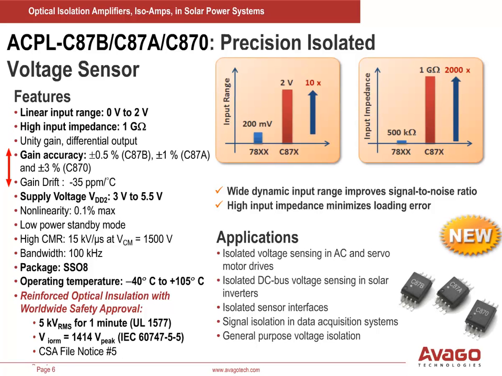Finally, the ACPL-C87 isoamp series offers 3 gain accuracy options. The C87B has a high 0.5% gain accuracy. The C87A features 1% gain accuracy, and the C870 3% gain accuracy. You can choose a device that meets your design and cost objectives. All the devices are pin compatible and in a compact stretched SO8 package. All devices also meet reinforced optical insulation standards.